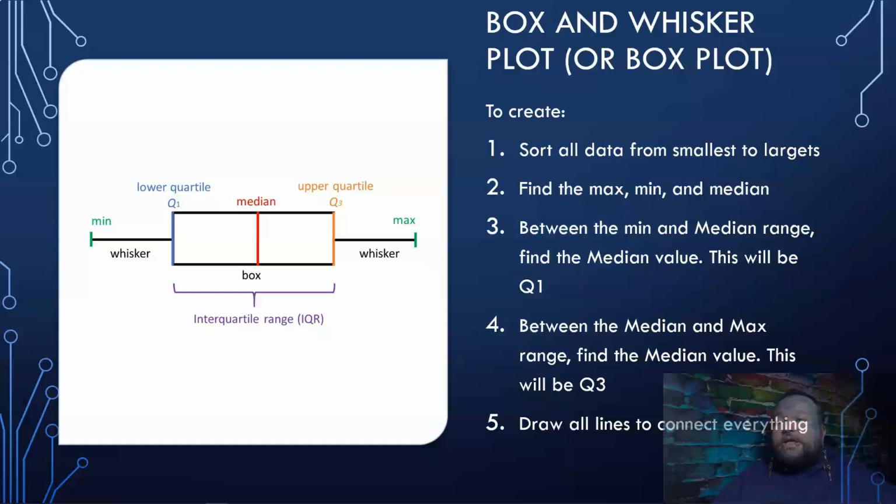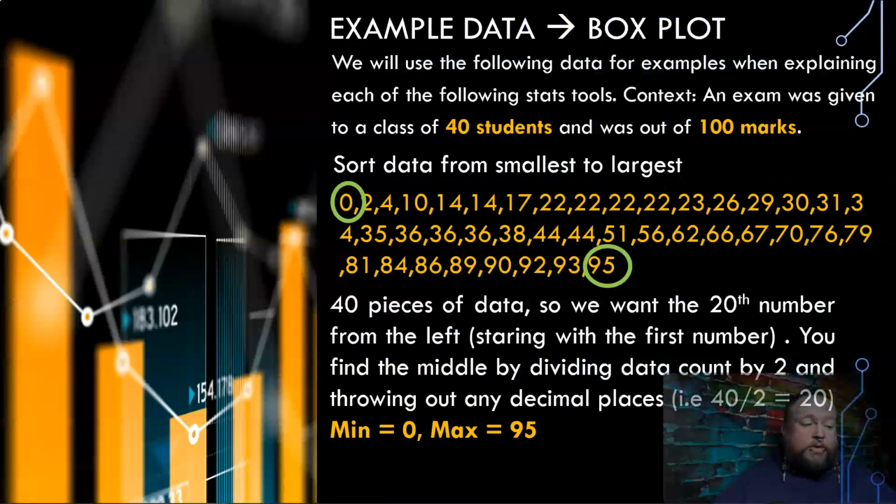Now, generally when it comes to tests or anything else, if I'm going to make you do this, I will just give you the max, min, median, Q1, and Q3 values. And then you'll know, okay, here's the whole range of the data. And then I would ask you to draw everything out as a way to demonstrate that you understand where all these values are.